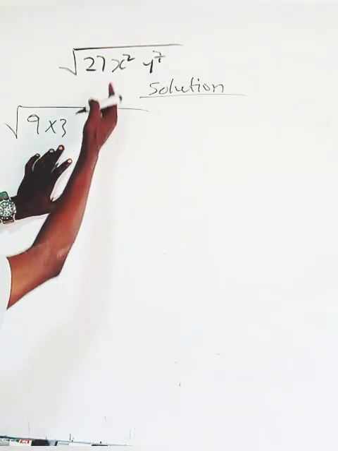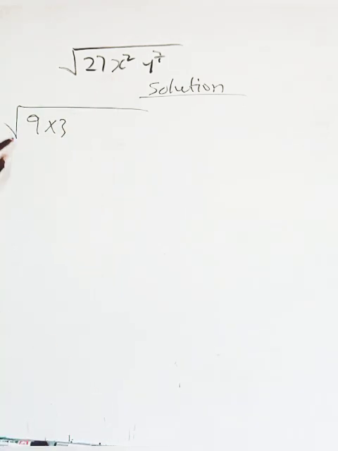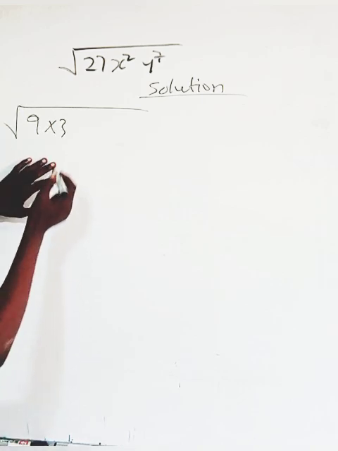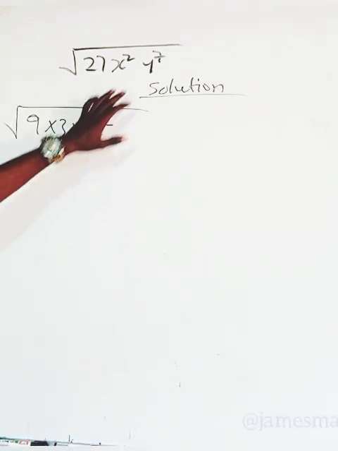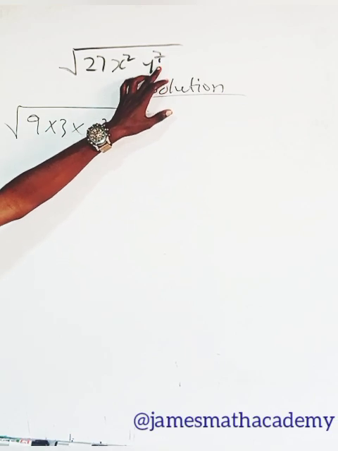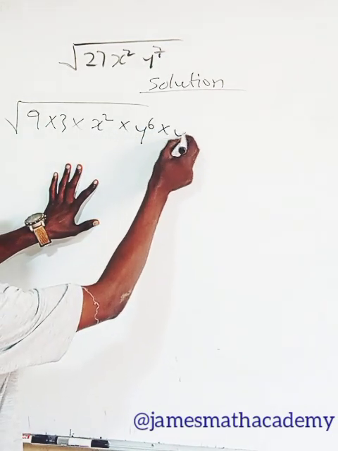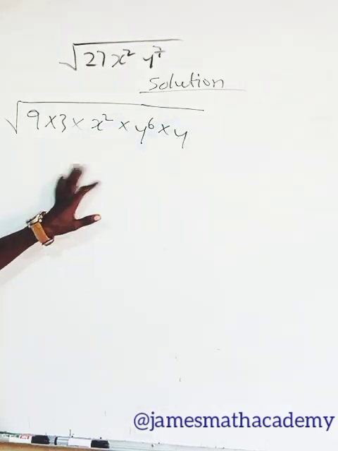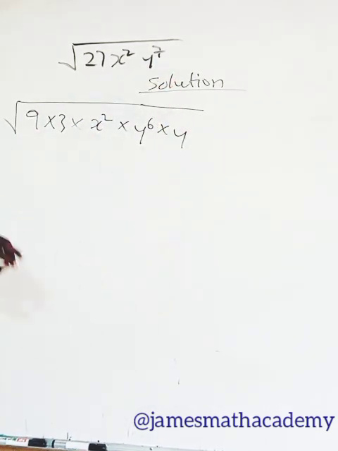When the exponent is raised to power 2, you just have to leave it, because this one is also raised to power 2. So I'll say times x raised to power 2. Now this is y raised to power 7. It can also be written as y raised to power 6 times y raised to power 1. If you multiply them together, you have y raised to power 7.